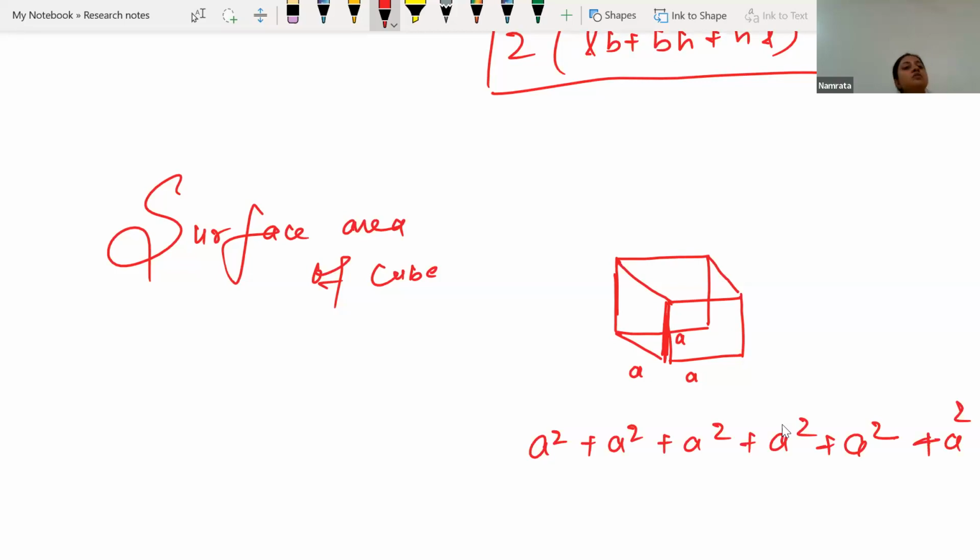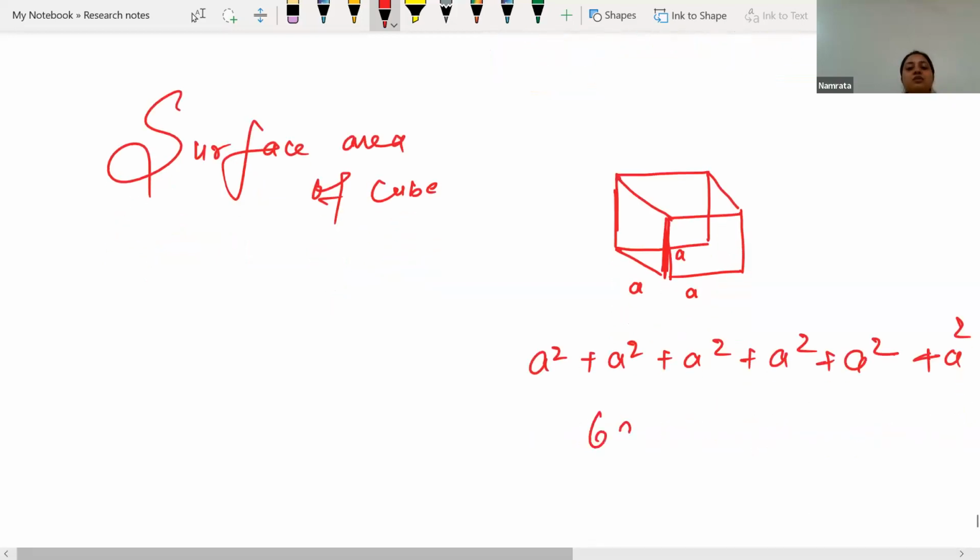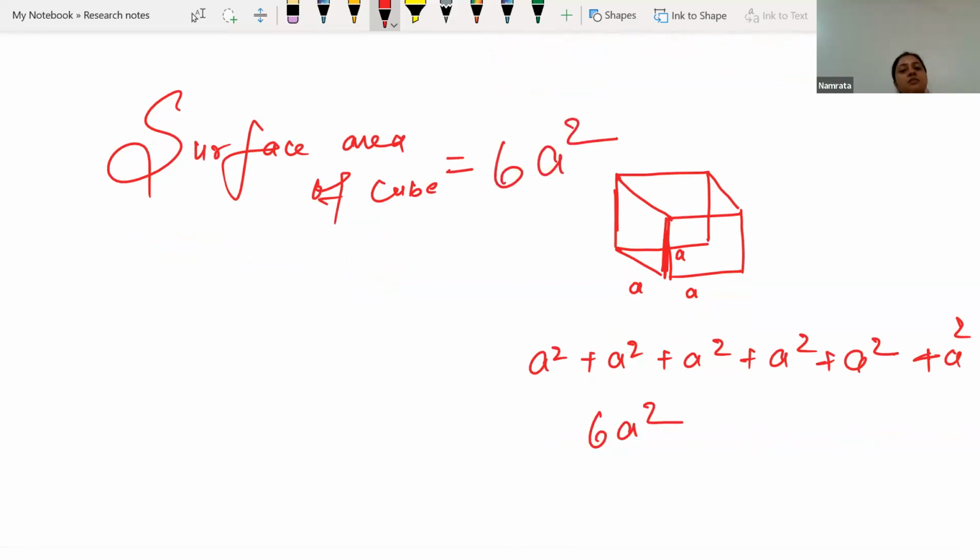Length is also a, breadth is also a, height is also a. So no need to worry about L into B or B into H or H into L. Everything is A into A only. So from here we got the formula 6a square, which is the surface area of a cube. What is a? Side. Got it? Yes, ma'am. You need to memorize these formulas, and the explanation behind them you just need to understand.